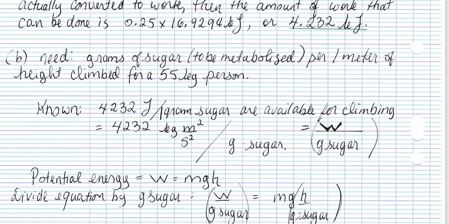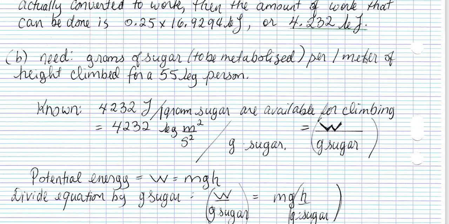Now for part B, the given is that there's a 55 kilogram woman. She wishes to climb a mountain. And the question is, how many grams of sugar per meter of height climbed is required? Okay, so we need grams of sugar to be metabolized per meter of height climbed for a 55 kilogram person.